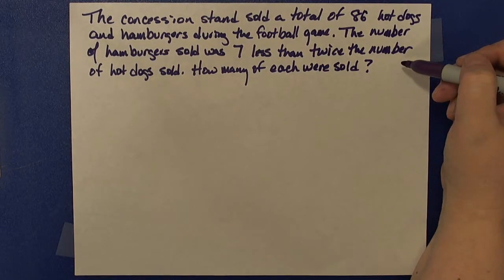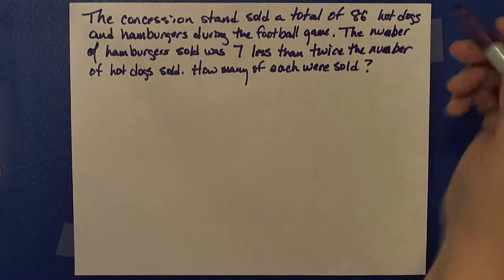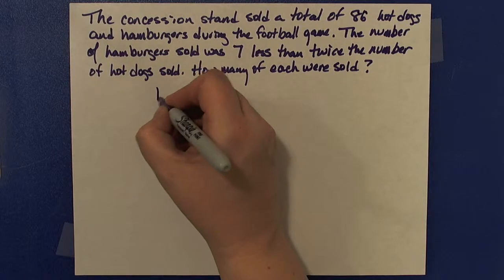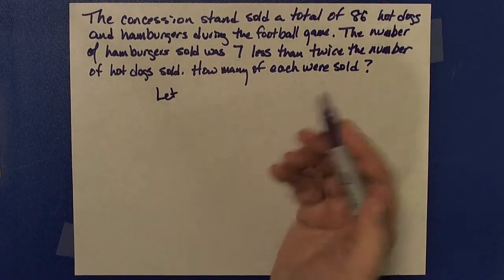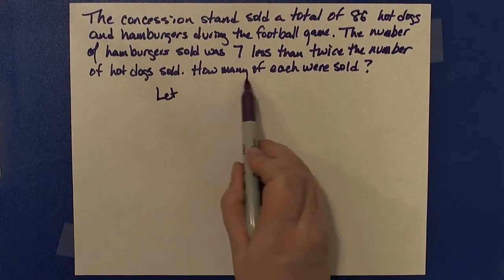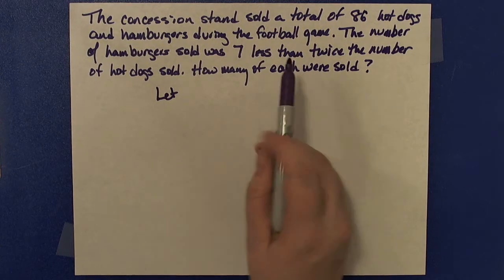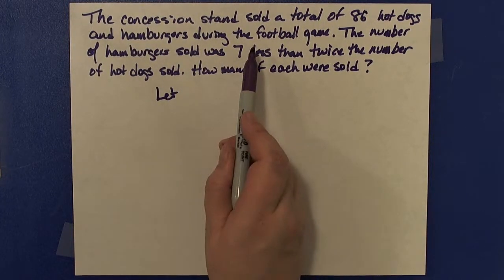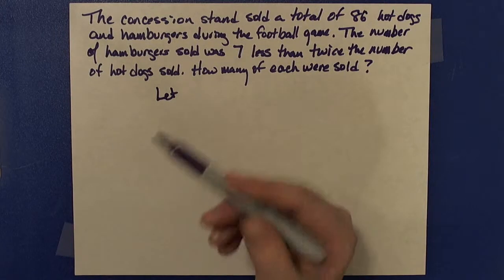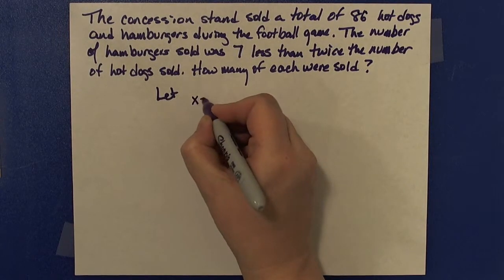So as I read this problem, I know the first thing I'm going to do in an application problem is define a variable. And I look at what they're asking. They're asking for how many of each were sold. There's 2 items, hamburgers and hot dogs. So I know I'm going to let x equal one of those.